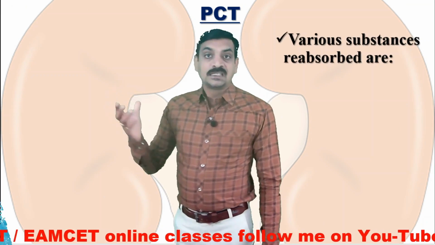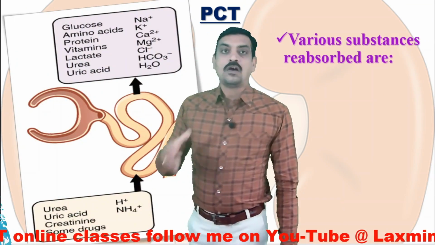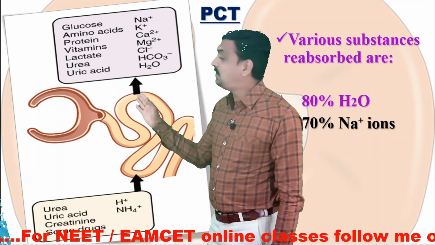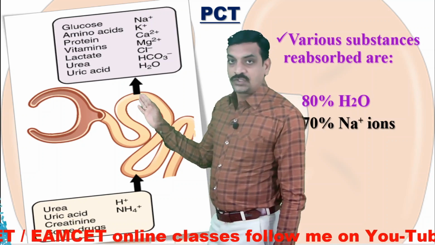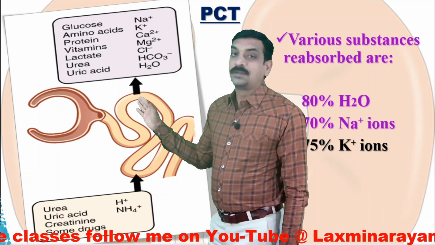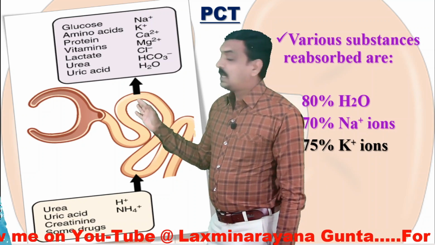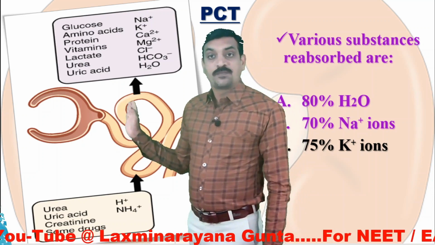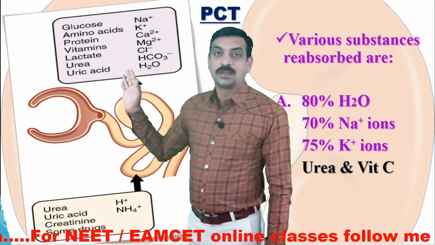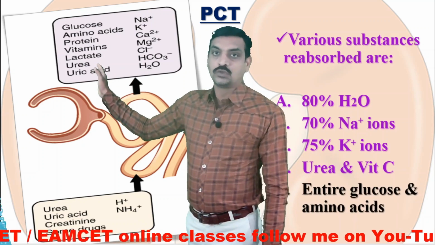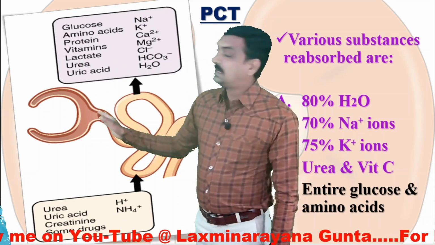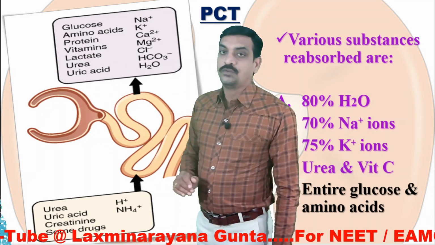The substances reabsorbed are glucose, all amino acids, and water. 80% of water is reabsorbed in the proximal convoluted tubule, and 70% of sodium ions are reabsorbed in the proximal convoluted tubule, and also 75% of potassium ions, urea and vitamins, particularly vitamin C. The entire glucose and amino acids are reabsorbed at the proximal convoluted tubule.